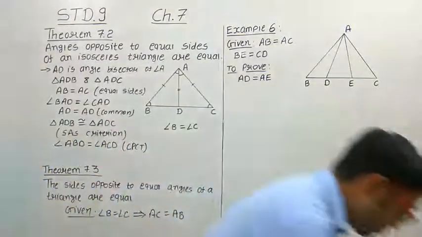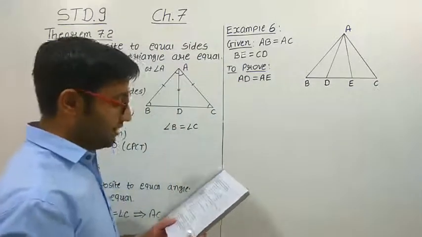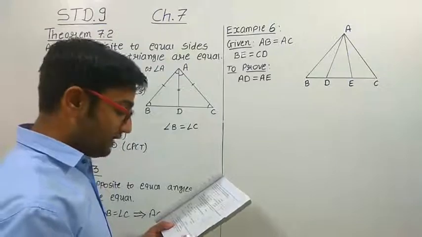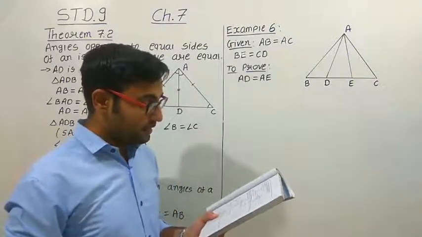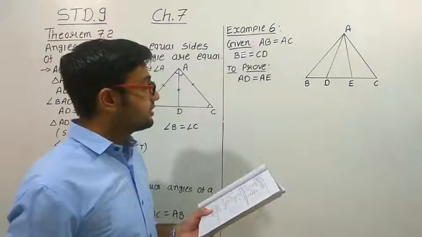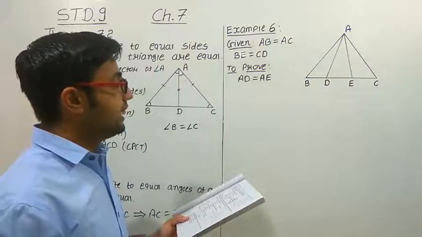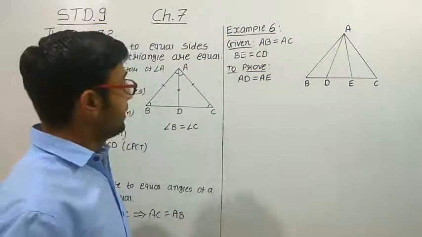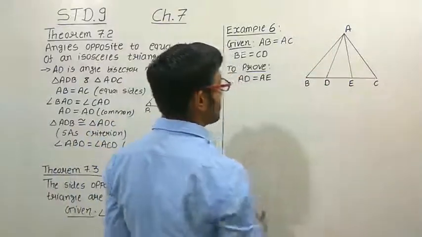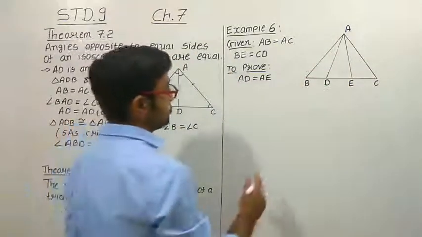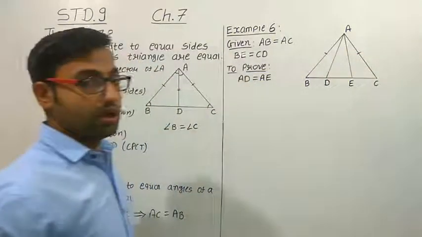So what is the question? The question is, in an isosceles triangle ABC with AB equals AC, D and E are points on BC such that BE equals CD, so that AD equals AE. So see, here we are given that triangle ABC is an isosceles triangle, but which two sides are equal? AB and AC sides are equal.